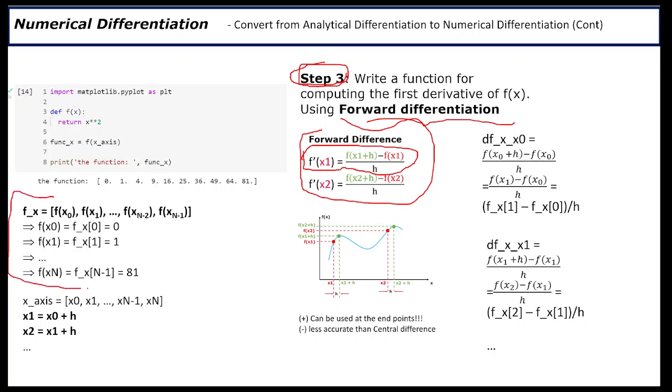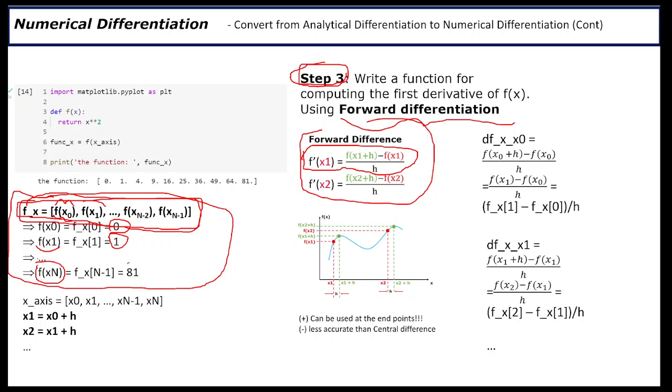Here I just want to summarize again the function. This is our function, the array representing our function. The first element is the value at x equal to 0, which is 0. Next is the value at x equal to x1, which is 1, and so on until the final point, which is 81. And this is only the conversion.